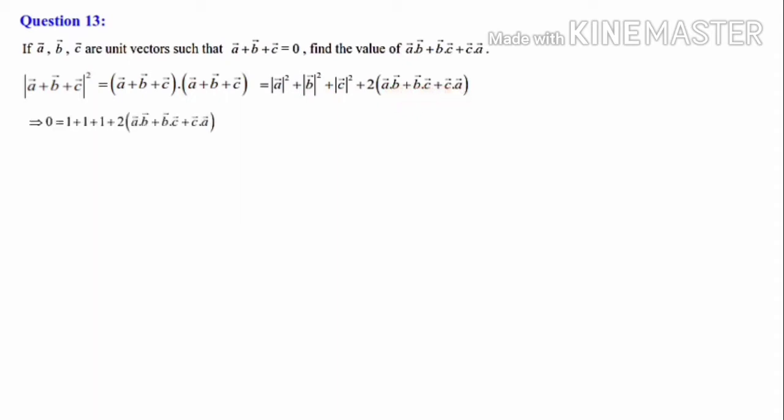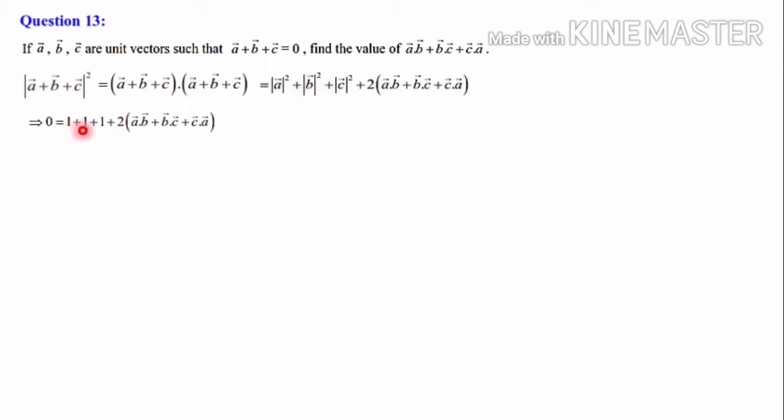By using the given condition, A plus B plus C, we know that it is 0. So modulus of A plus B plus C is also 0, is equal to, they are unit vectors. A, B and C are unit vectors. So modulus of A is 1, modulus of B is 1, modulus of C is 1. Similarly, modulus of A square is also 1, modulus of B square and C square are also 1.